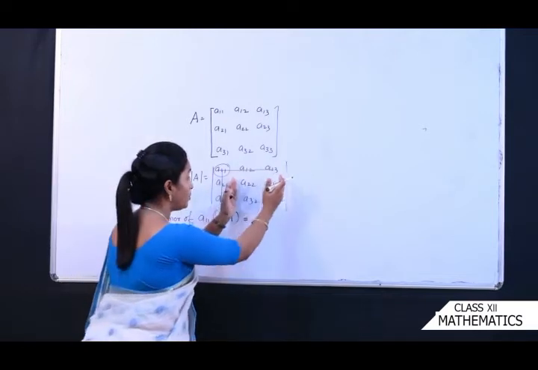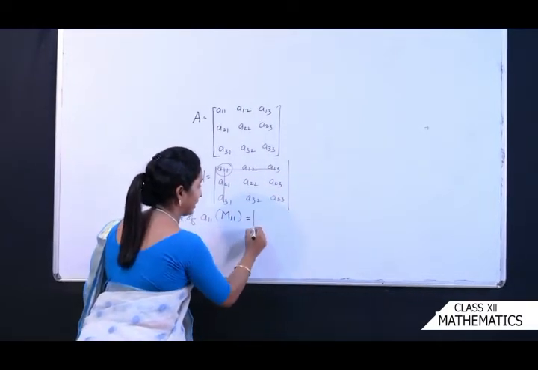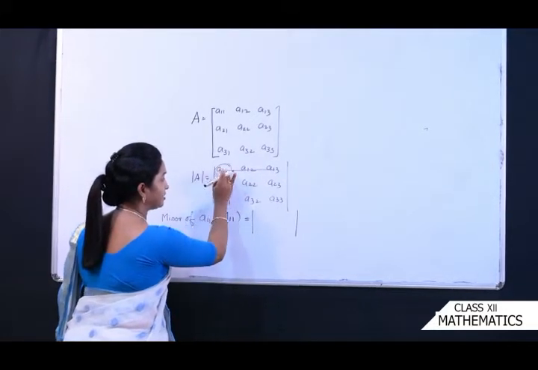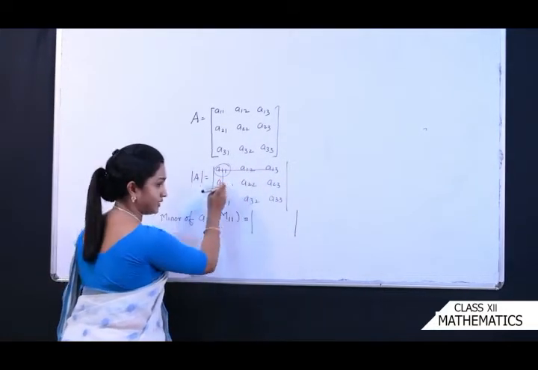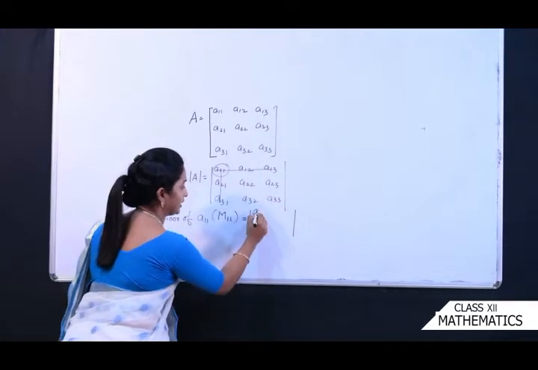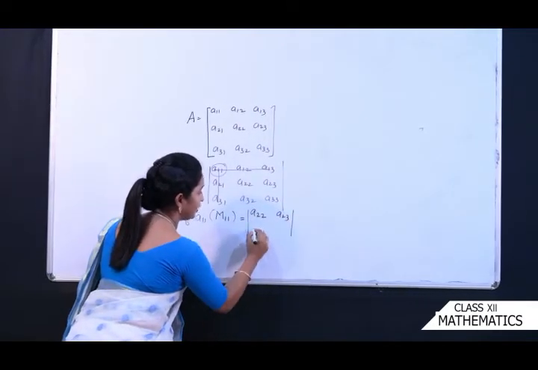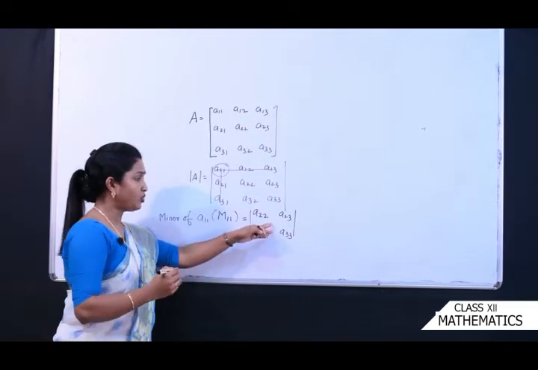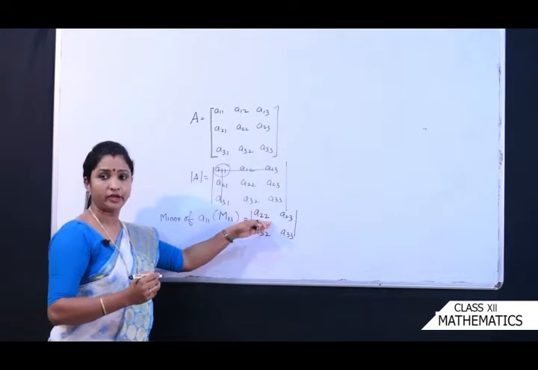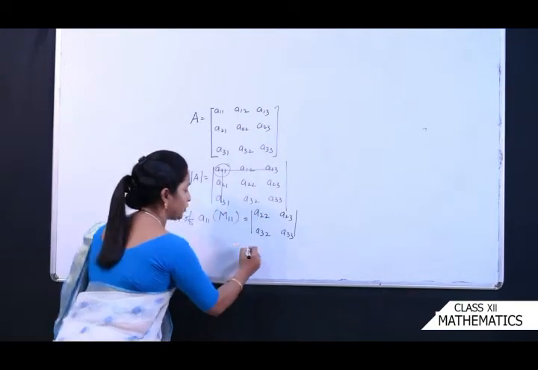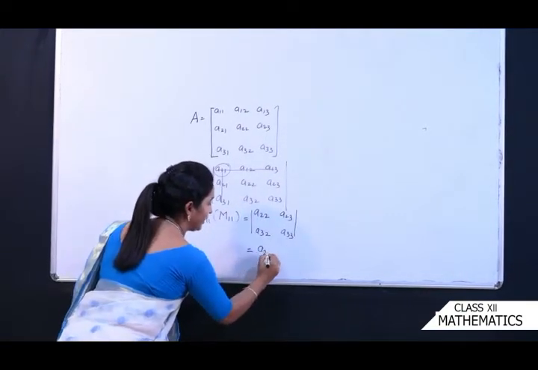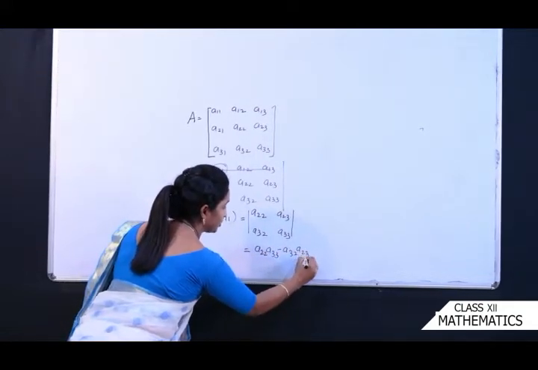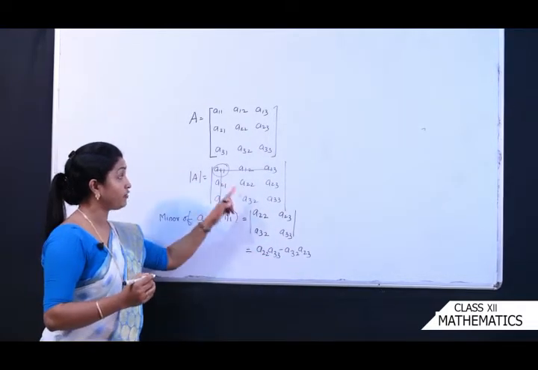You have to write the elements that are left after removing the row and the column on which this element lies. Write the remaining elements. Okay, so I am writing this. Is that clear? And you know how to find the determinant of this matrix. This is a 2 by 2 matrix. So what you're going to get? Just cross multiply: A22, A33 minus A32 and A23. So this is the minor of this element.